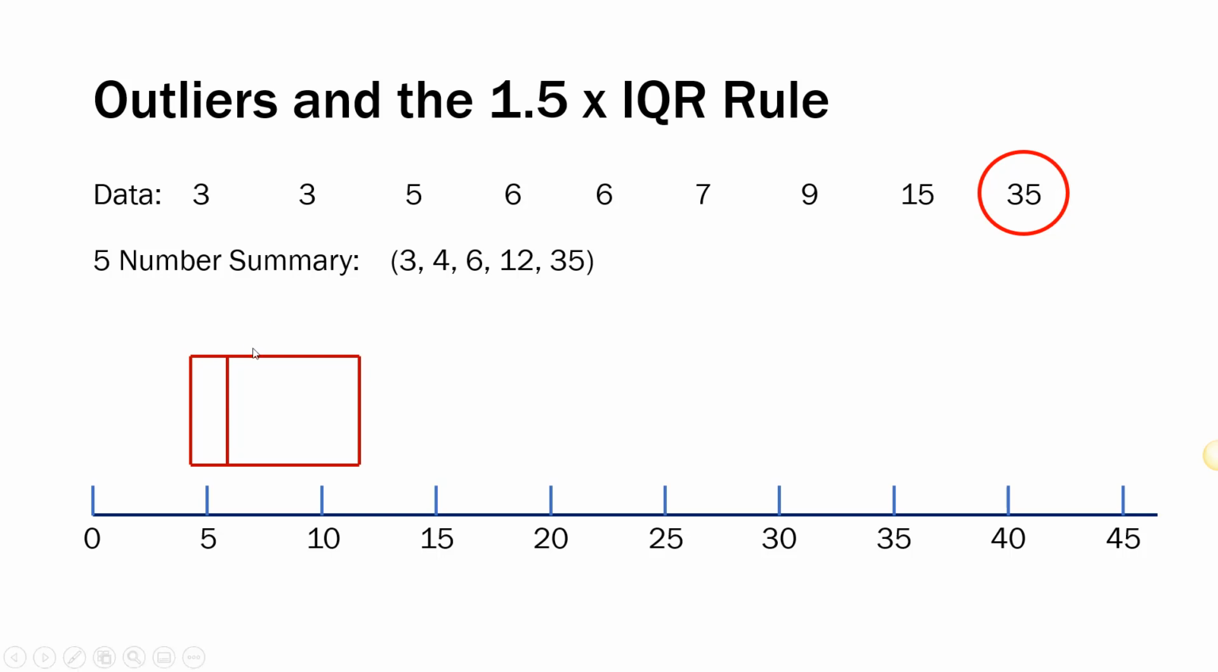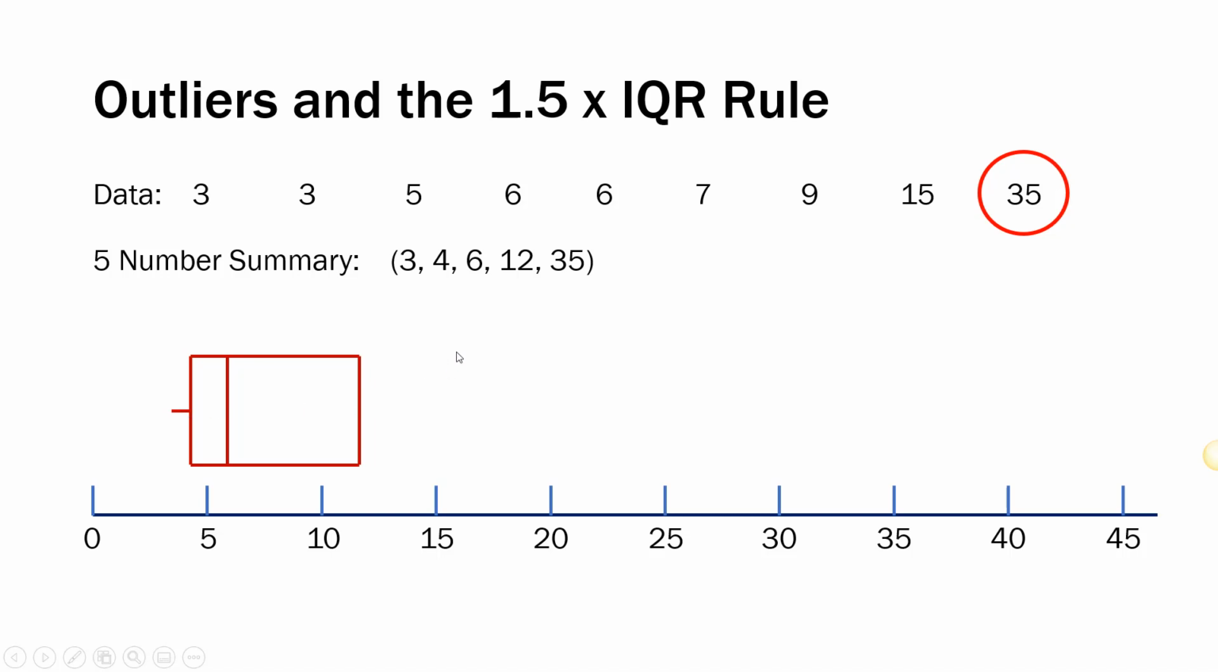Now I'm going to draw a line from the bottom of my box to the smallest non-outlier point. Well, I didn't have any low outliers, remember? So my smallest non-outlier point is 3. So I'm going to draw a line from my box to 3. So there's my lower line. We call that a whisker, actually.